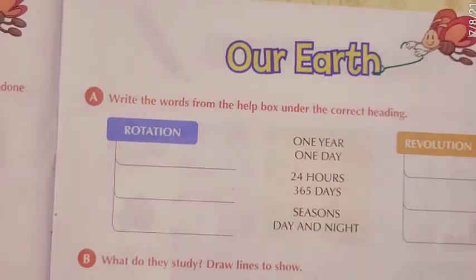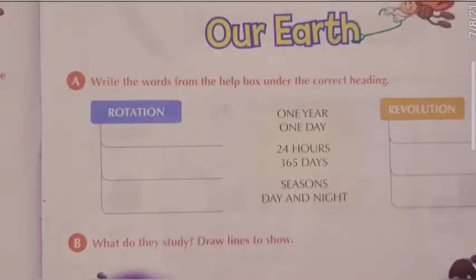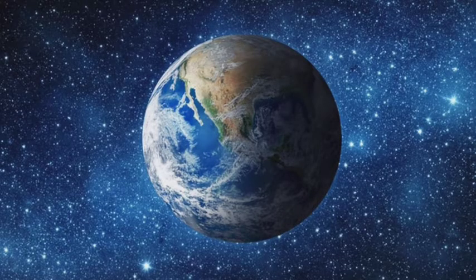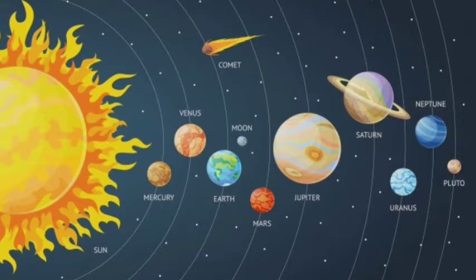Our earth. Before doing this exercise I am just giving a small introduction about the earth. Do you know where you live? We live on the planet Earth. It is the third planet in the solar system. The Earth is different from other planets. Do you know what is different? The Earth has life on it, but the other planets have no life on them.